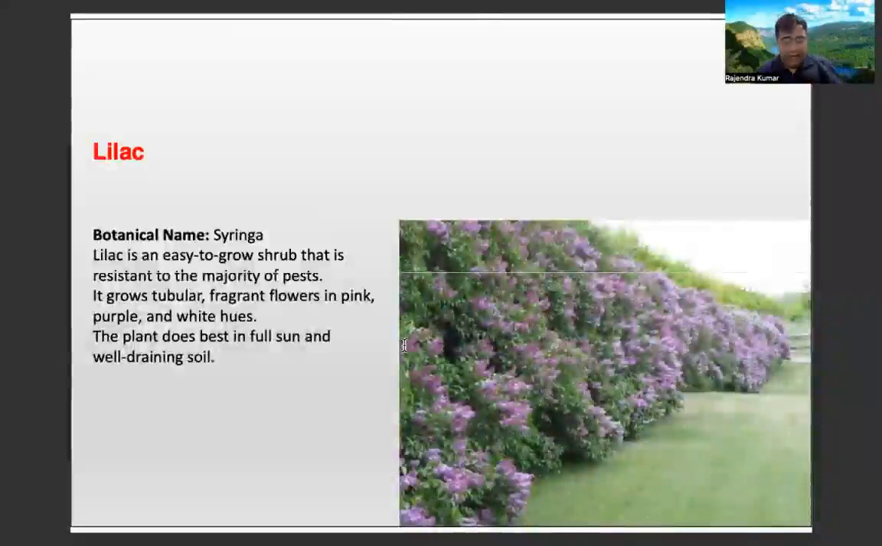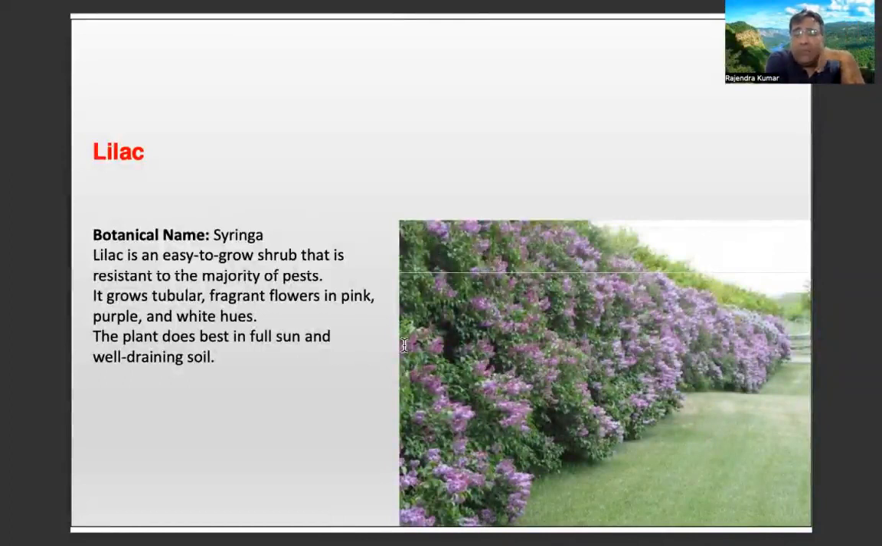Lilac. Lilac is one type of shrub which is mainly used in public parks, and it requires less maintenance also, and it grows very, very fast. Its botanical name is Syringa, and it's a very easy to grow shrub that is resistant to the majority of pests. In the earlier case also, the Chinese juniper was pest resistant.